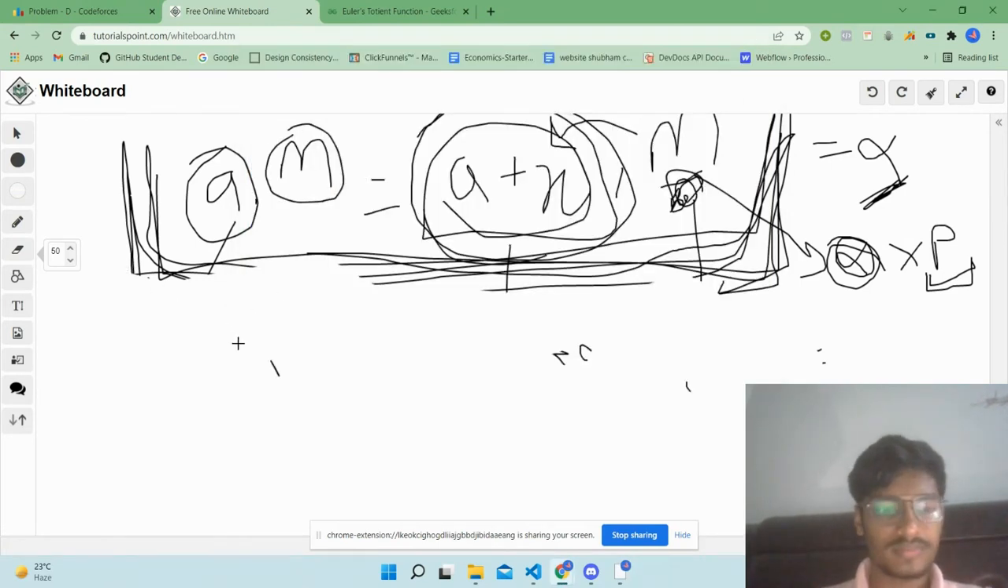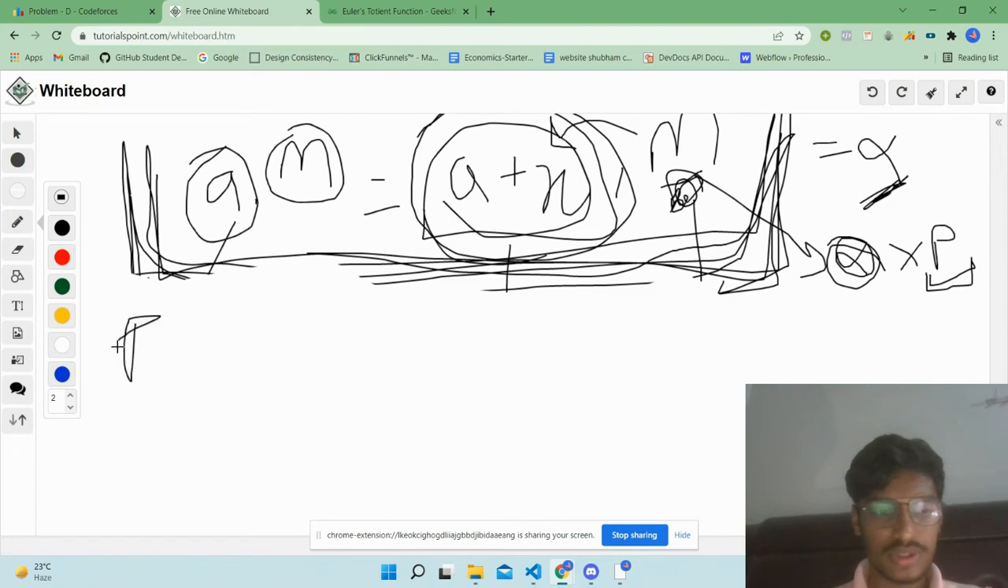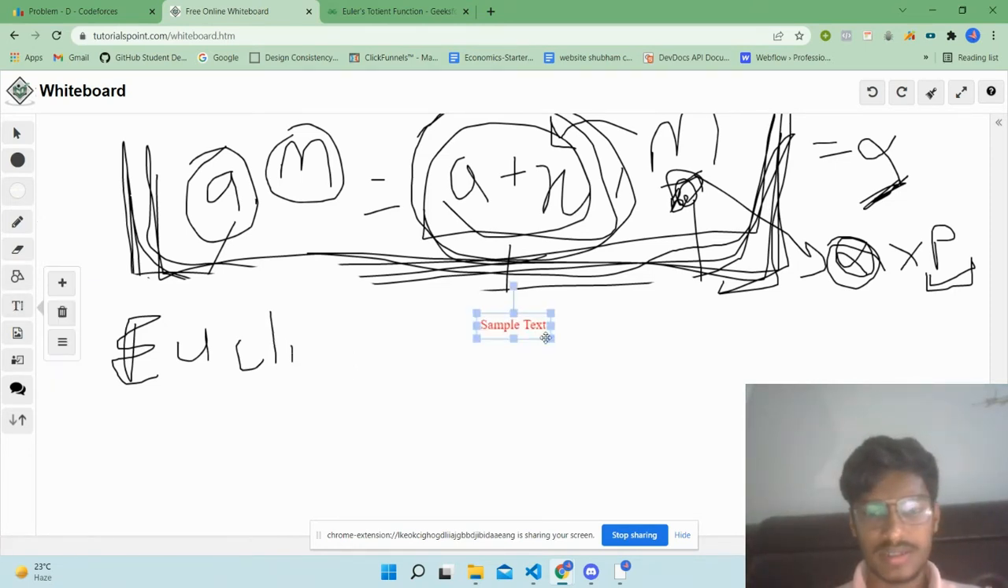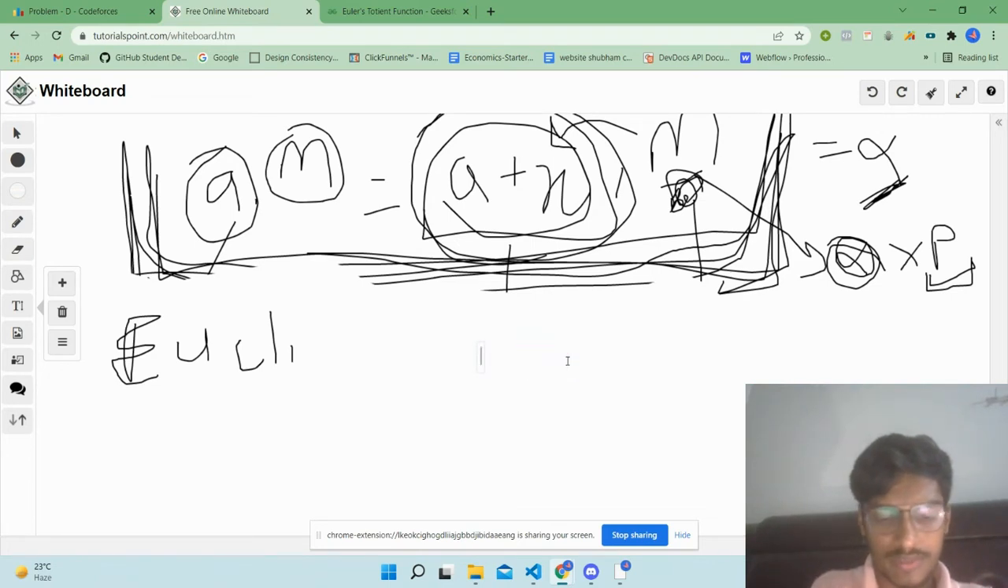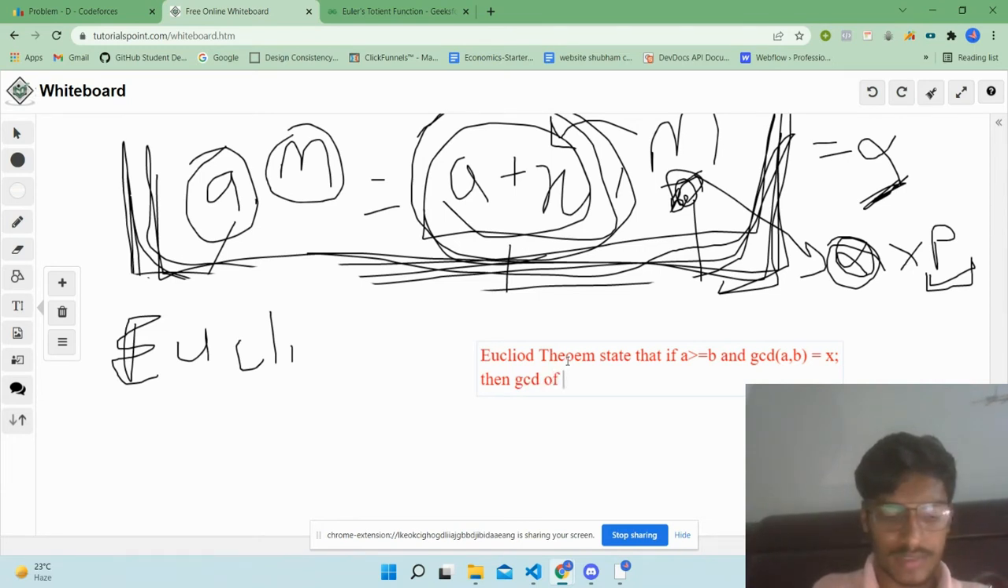Yeah, it is. First of all, in this question you should think of the Euclid theorem. The Euclid theorem states that if A is greater than or equal to B and the GCD of A, B is X, then the GCD of A minus B, B is also X.